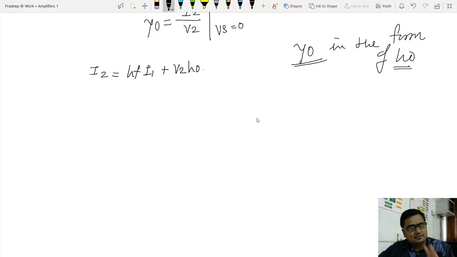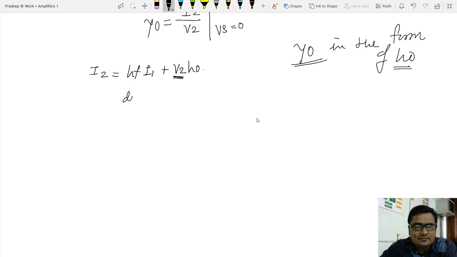Somewhere we will stop, we will not do more analysis. We stop when I get a value of HO which is useful and where both of us will be satisfied. So let us write equation I2. Now the V2 term is somewhat bothering me. Look at this V2. I don't want this V2. So what I will do, I will delete that V2 term.